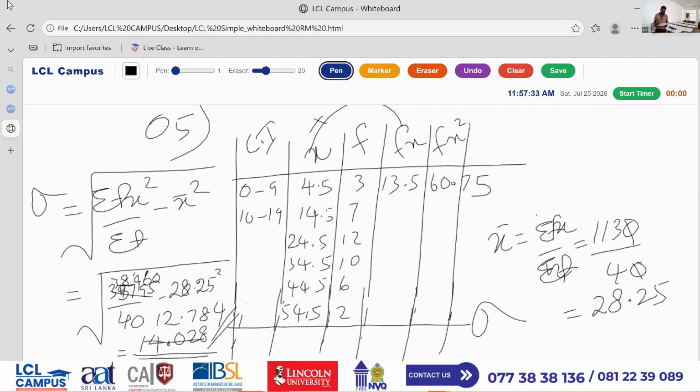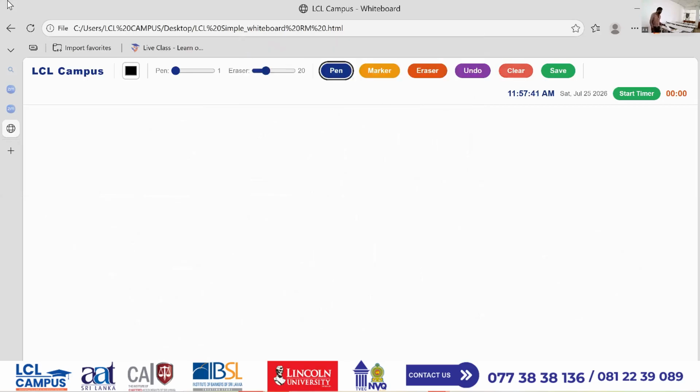Yes, that's all. Question number 6. A bank grants a loan of 800,000 to Lakshitha to be settled in equal annual installments in 5 years at an annual interest rate of 14%. Calculate the annual installment of the loan.